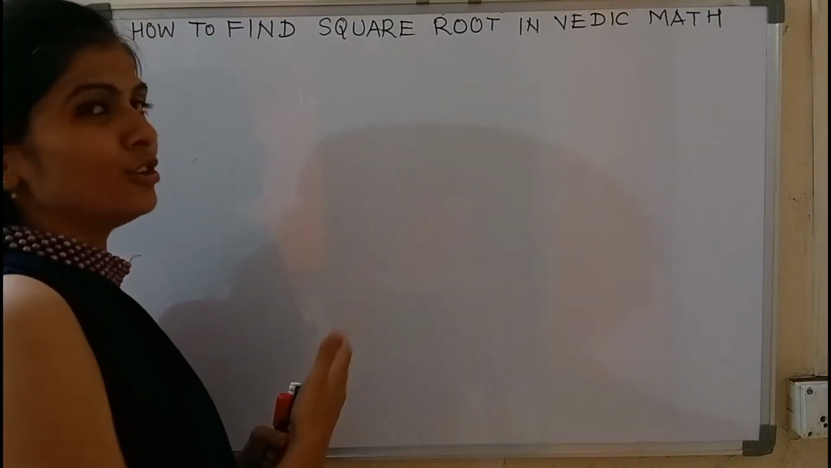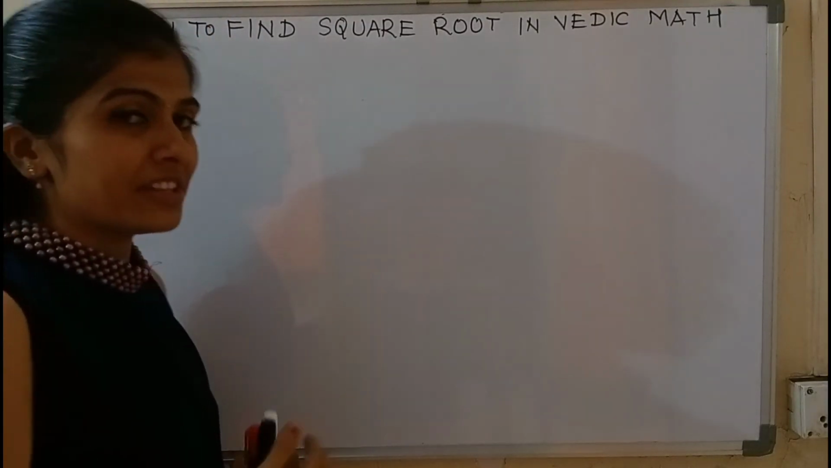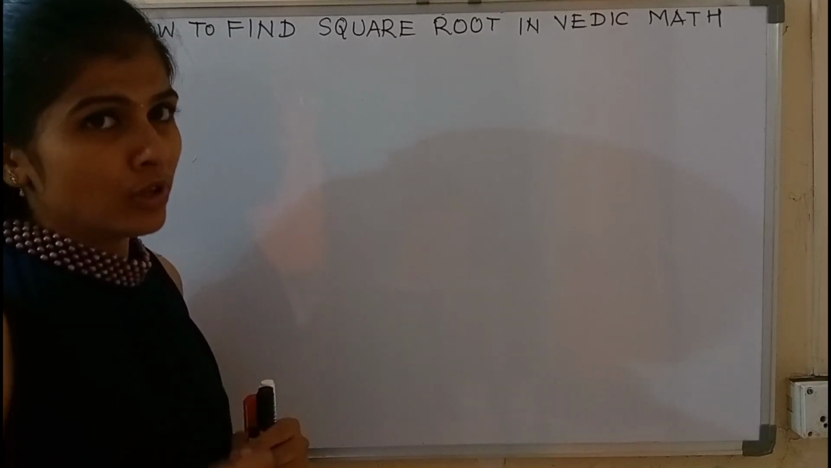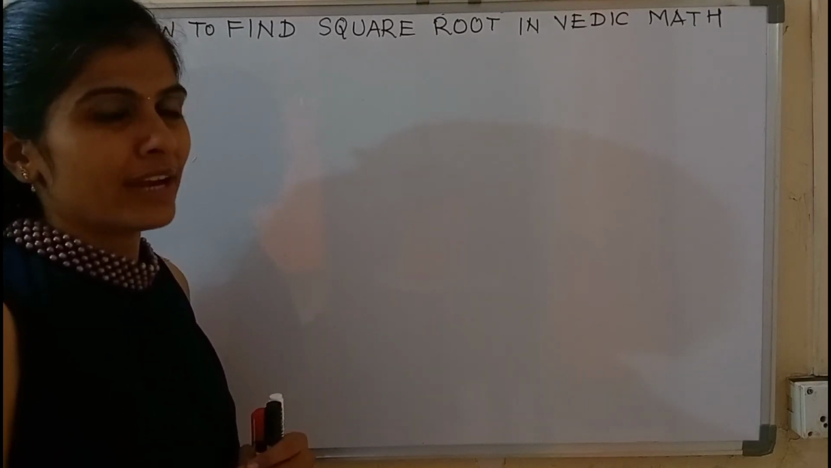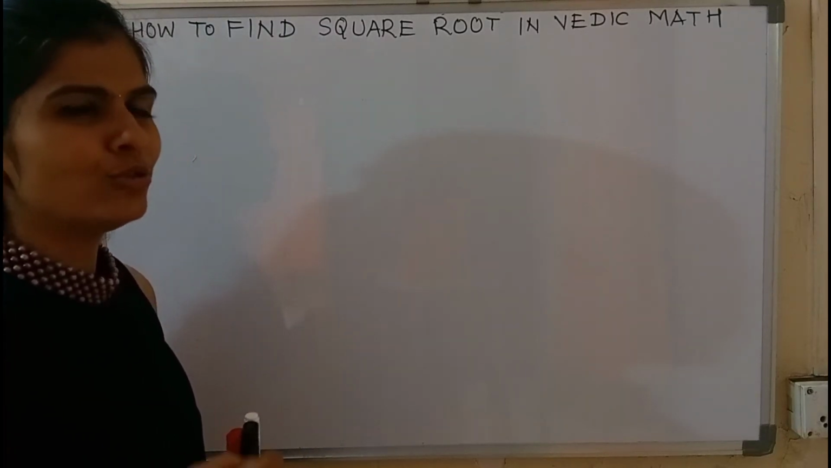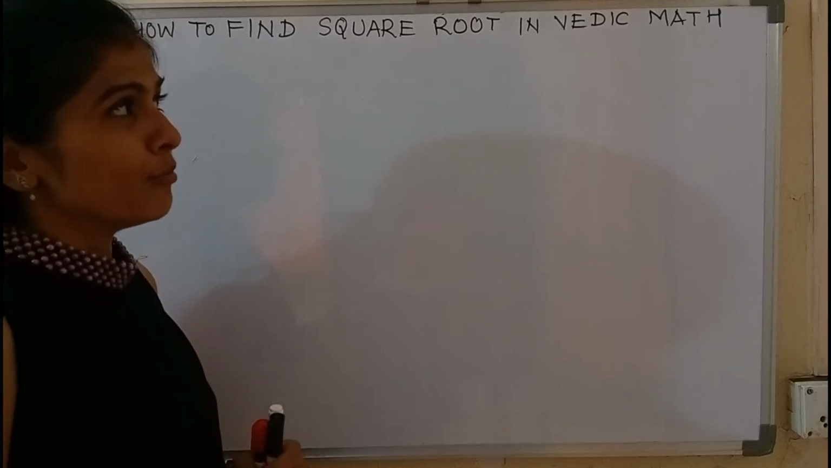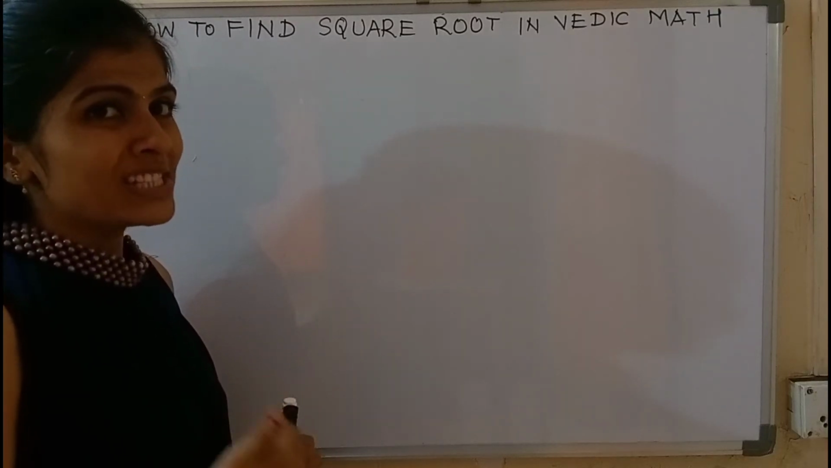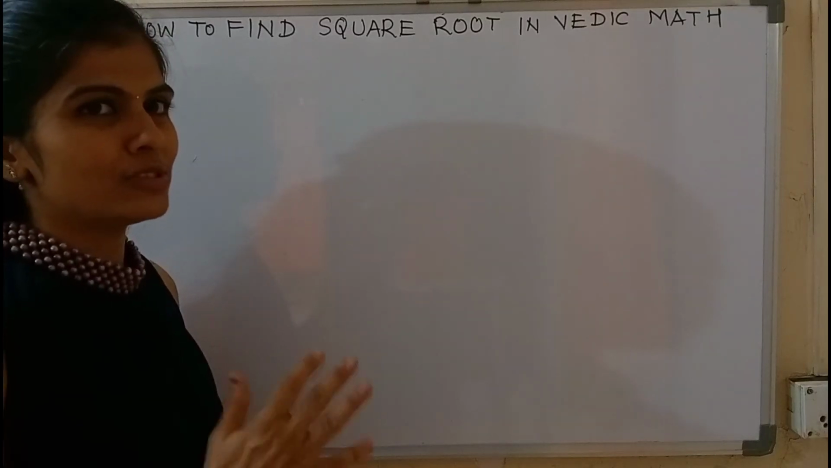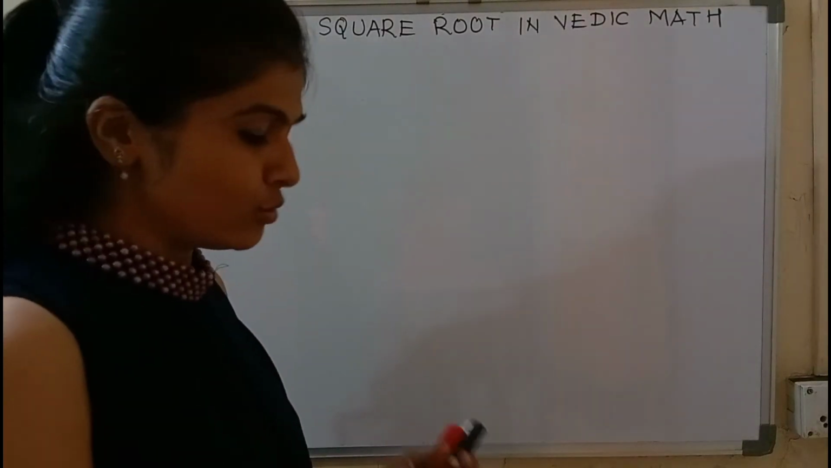So here we can use this method using Vedic Math. But keep one thing in mind, friends. The number whose square root is supposed to be found must be a perfect square. If it is not a perfect square, then how to do that we will discuss later on. And for that, you must know the squares of numbers from at least 1 to 10. I'm not saying more than 1 to 10, but at least 1 to 10.